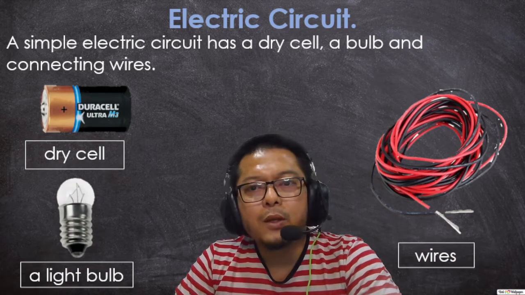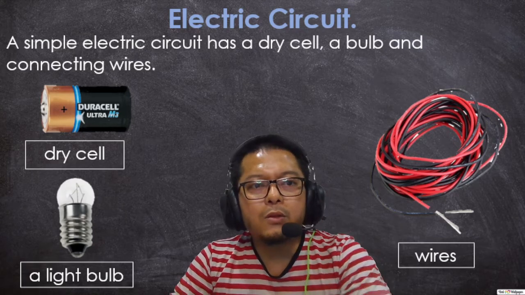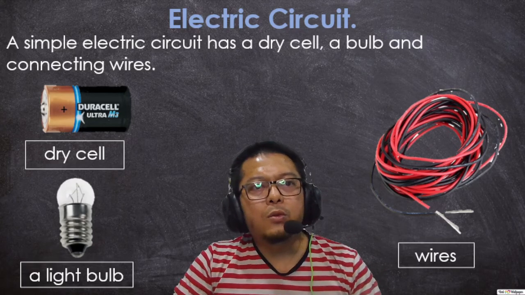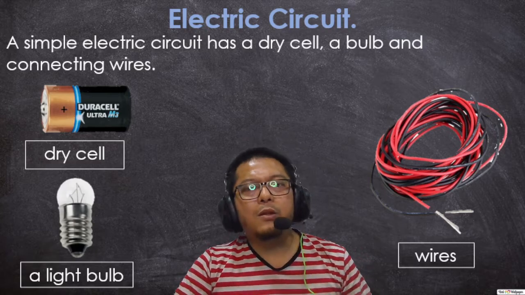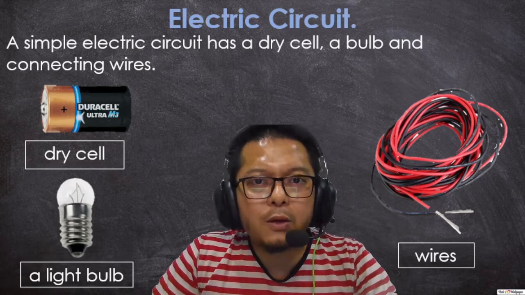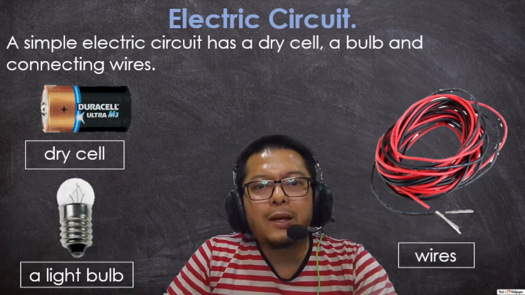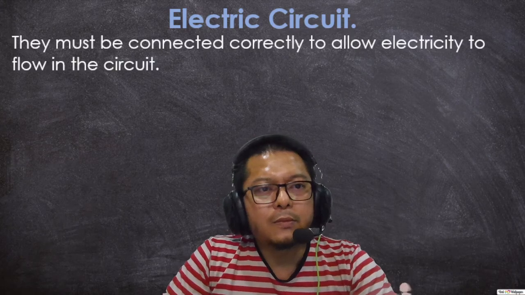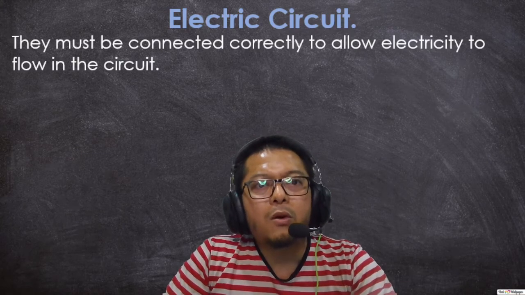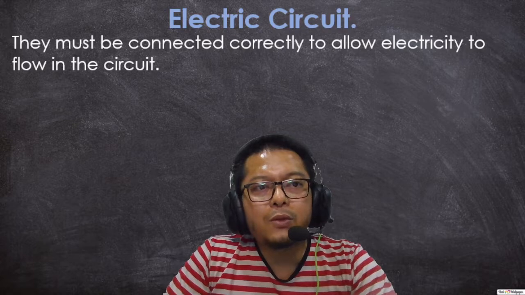A simple electric circuit has a dry cell, a bulb, and connecting wires. So these three items are very important to construct a simple electric circuit. You may have this at home, or you might not have this at home, but if you do have, you can try to make a simple electric circuit. They must be connected correctly to allow electricity to flow in the circuit.